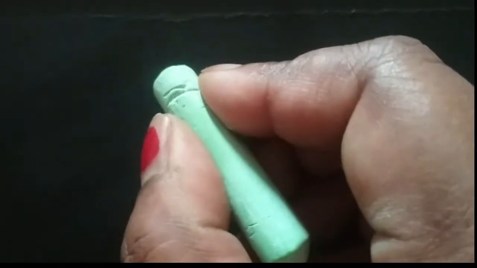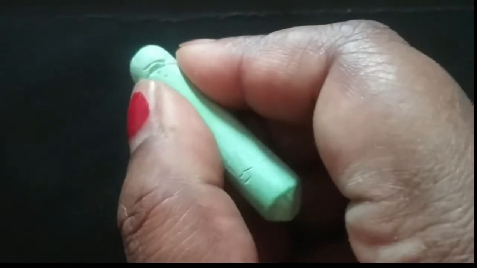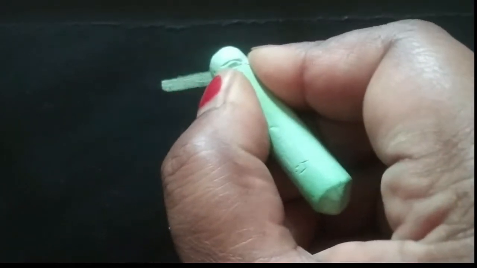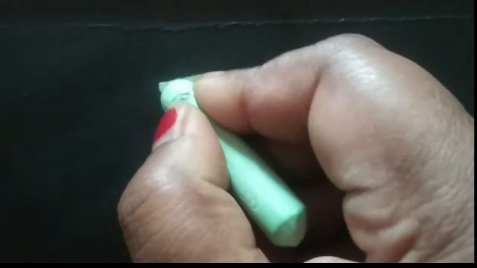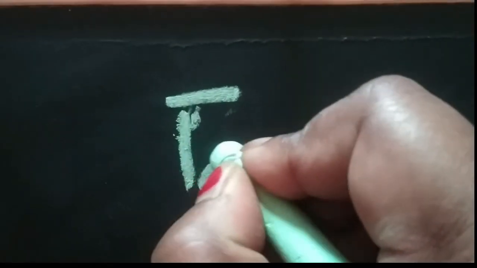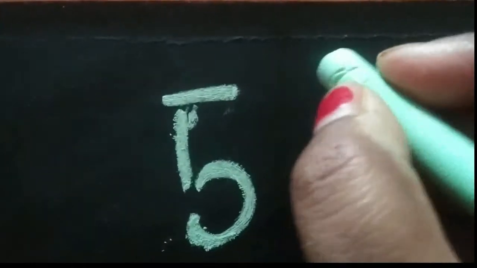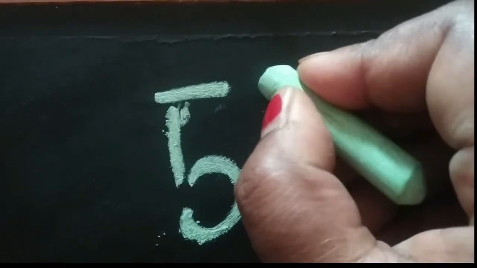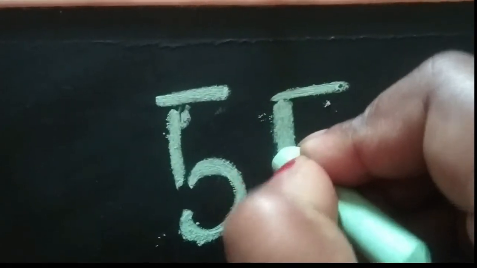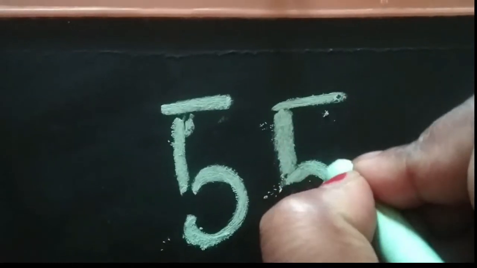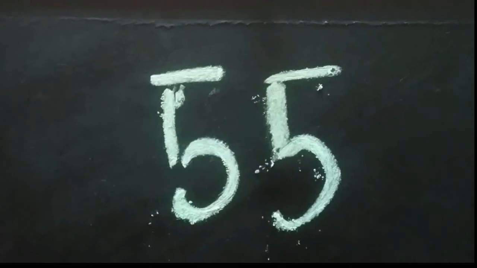Writing number 5, what we need? We need one sleeping line, one standing line, and join a curve. Again I will repeat. One sleeping line, one standing line, join a curve. That makes number 5. Very simple.